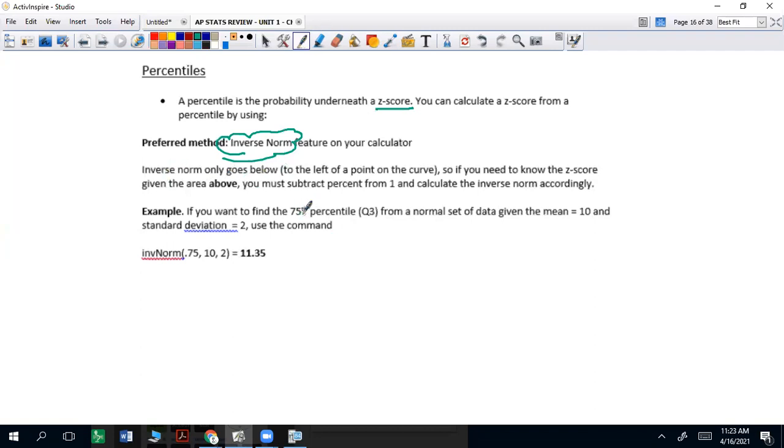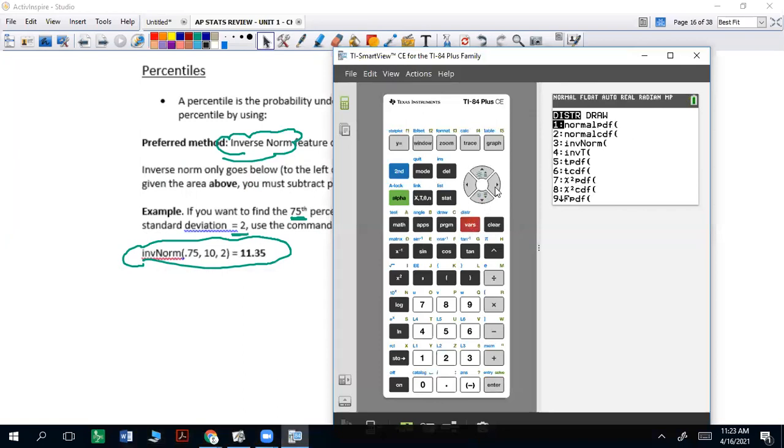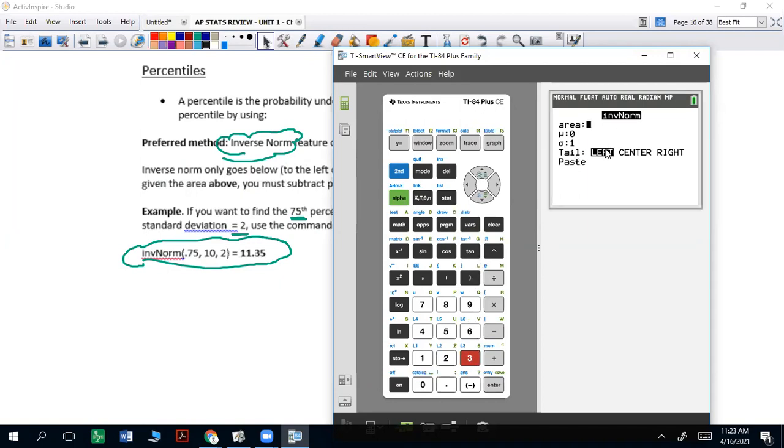So I like inverse norm. If you want to know, hey, what's the 75th percentile when you have that mean of 10 and standard deviation of 2, you can use the inverse norm command. So I'll do that here real quick, show you. So inverse norm, second vars, is the third option. And it's always going to be the area below. My handheld calculators do not have this fancy left, center, right. It's pretty cool. I wish, maybe I'll update the software, but I don't think all of them can be updated. So that's typically going to be the area below the curve.